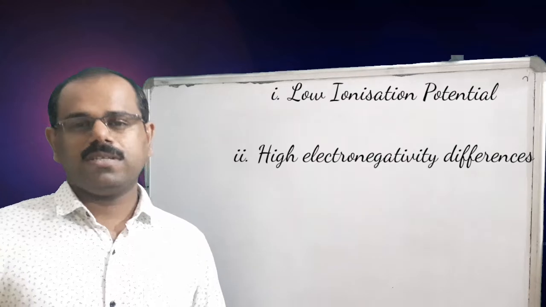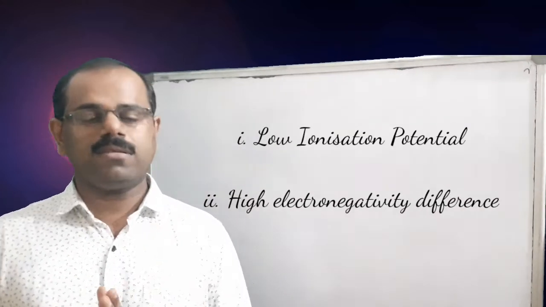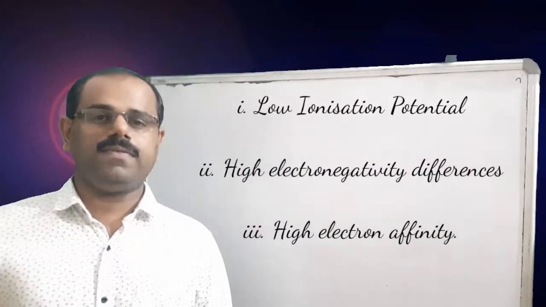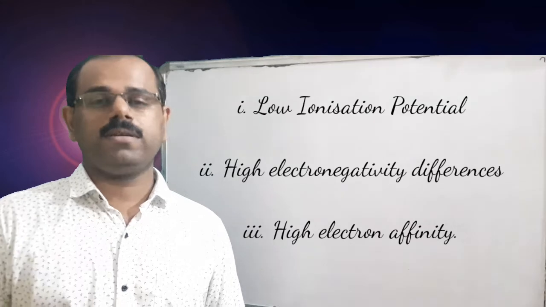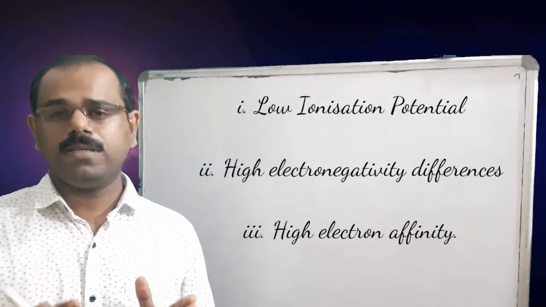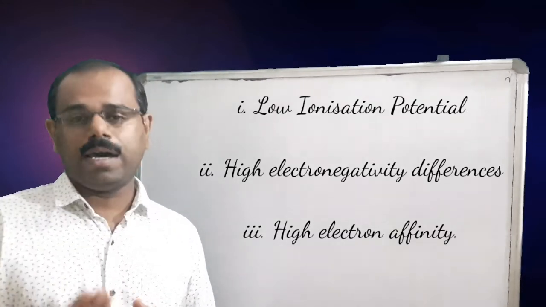The third condition is high electron affinity. Which elements normally show high electron affinity? They are the elements on the right side of the periodic table, that means non-metals. Non-metals especially show high electron affinity so that they can easily form anions.